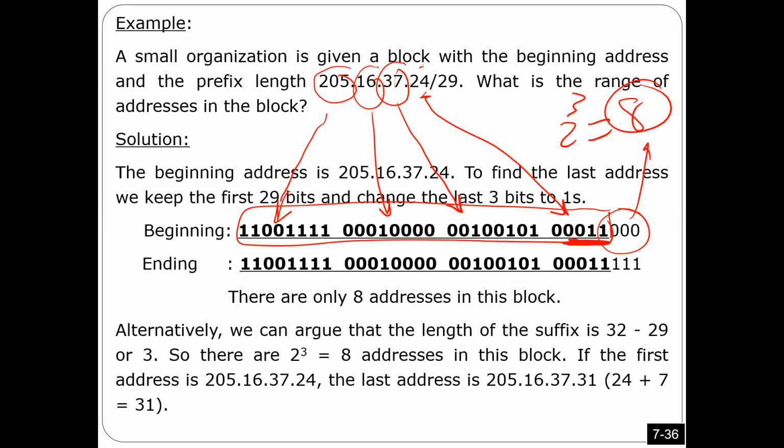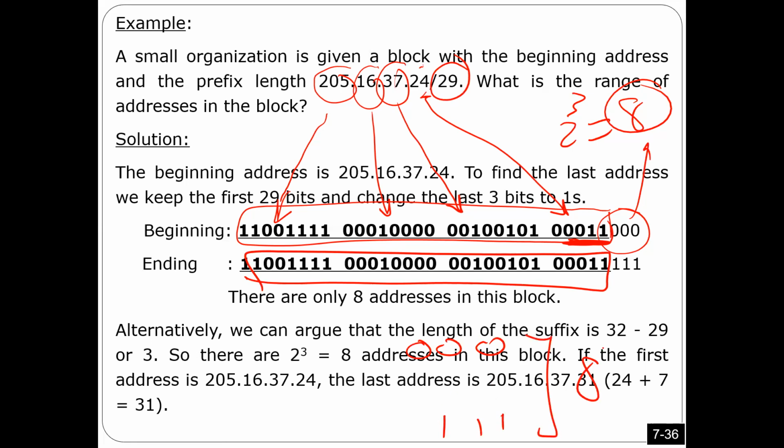So the second question I can ask you: what are the addresses of these 8 addresses? Very simple. As I told you, this part is common in all of them. 29 bits are common, so all you have to do is change just these 3 bits. All the addresses should be from 000 all the way until 111. So in total we have 8. Any questions?